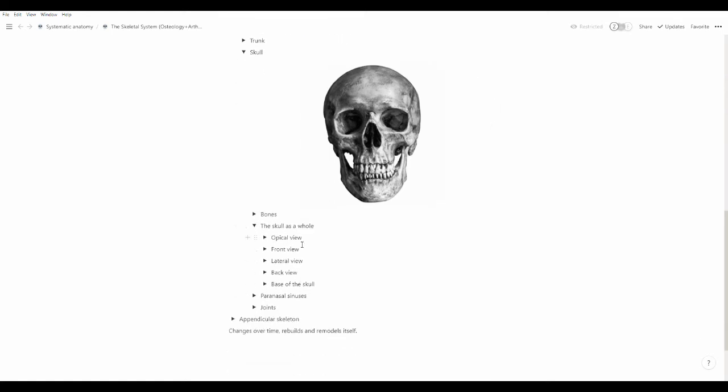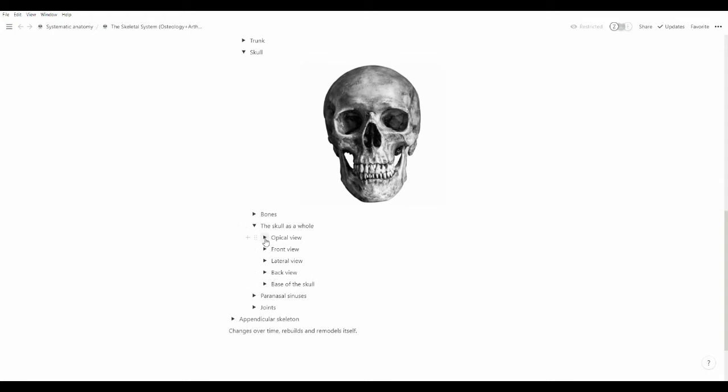Here we have optical views, like superior view, view from top. We have a front view, a lateral view, back view. All of those are different views that we'll be looking at and then trying to pick out bones and identify them, maybe looking at different foramens. We'll see how far we can go.